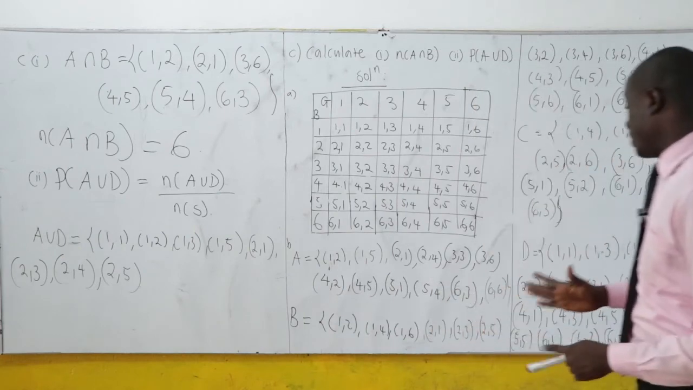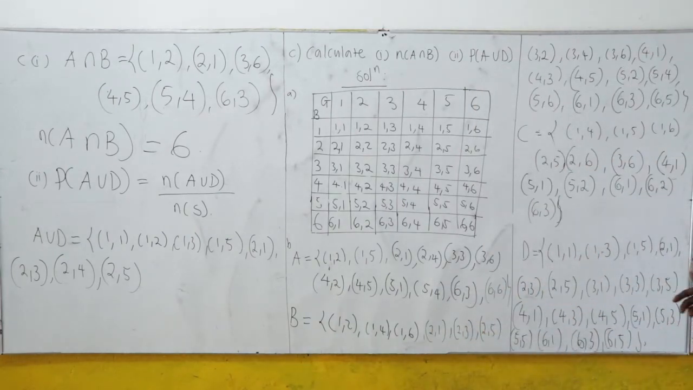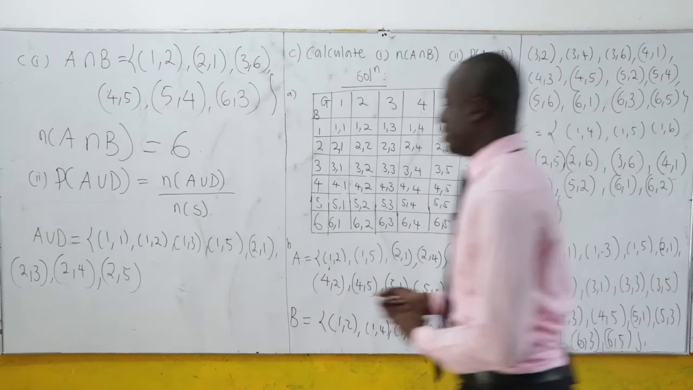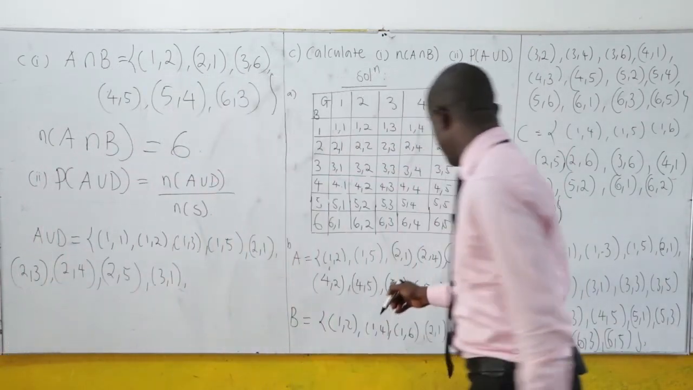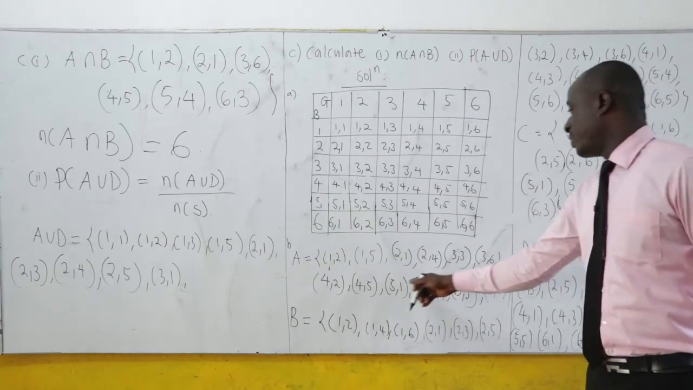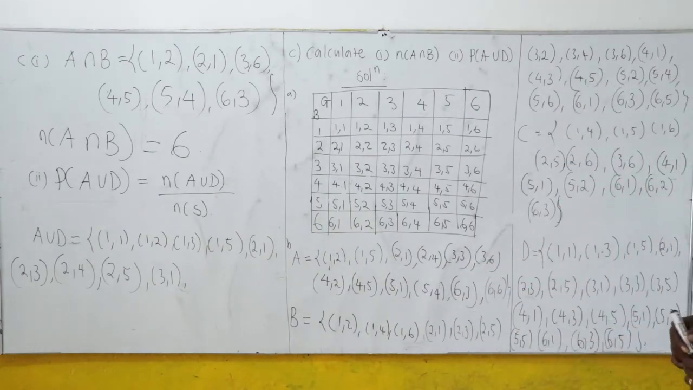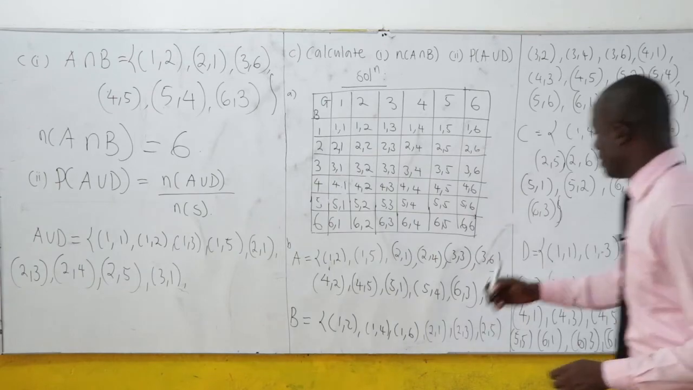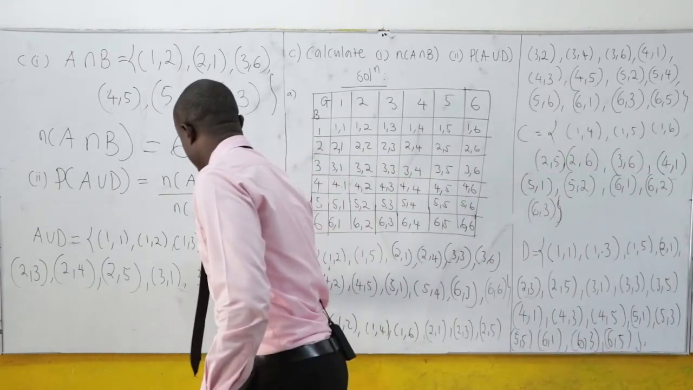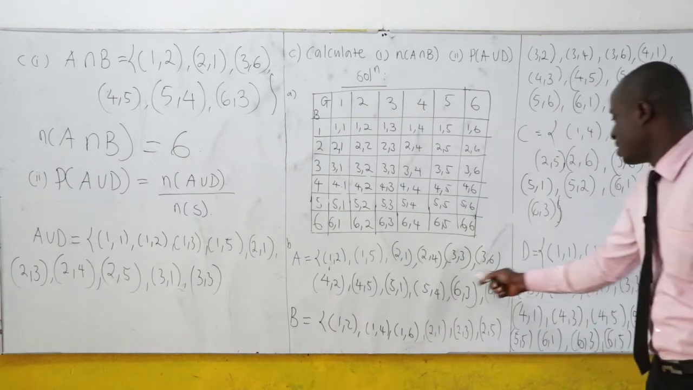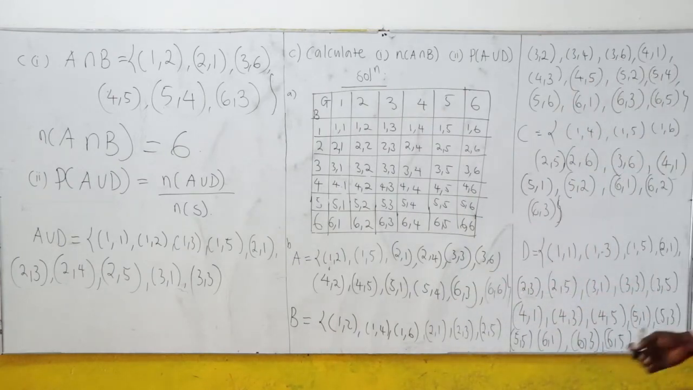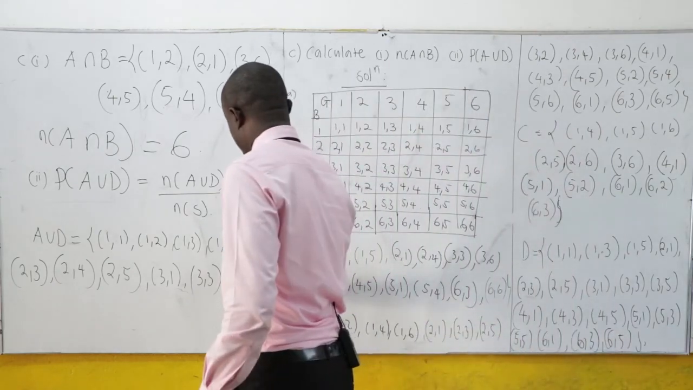So the next one will be 3,1. Yes, the second is odd, so 3,1. Do you have 3,2 here? No. But we have 3,3, because 3,3 is here. 3,4 is not here. 3,5: yes, there's 3,5 here.